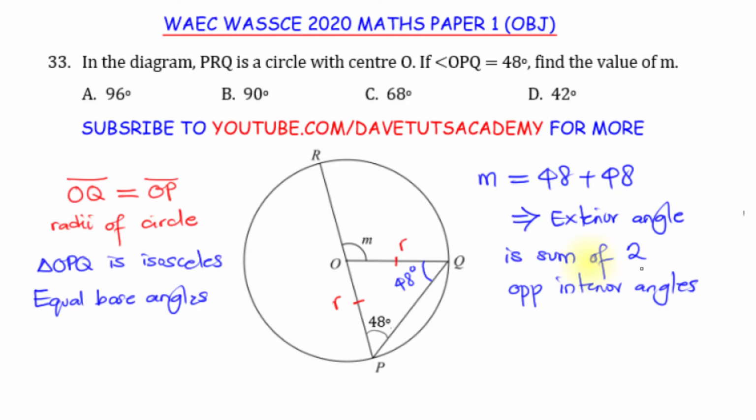Okay, so if you want to employ that, you can just say M will be 48 plus 48, and that will be 96 degrees. And that will just be option A as a solution to the question.